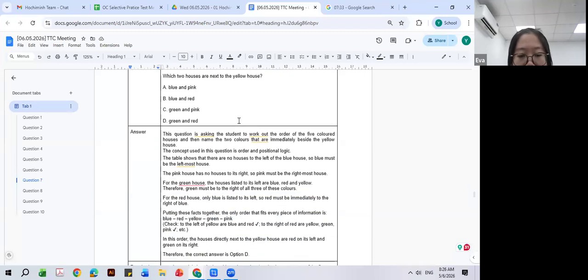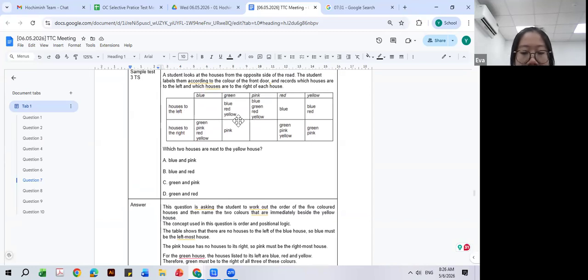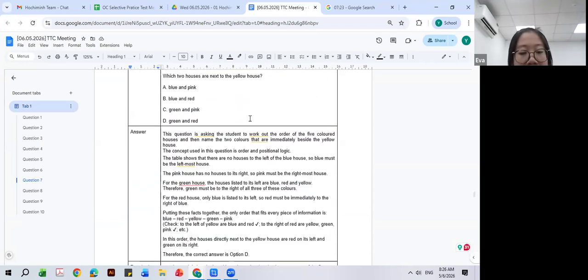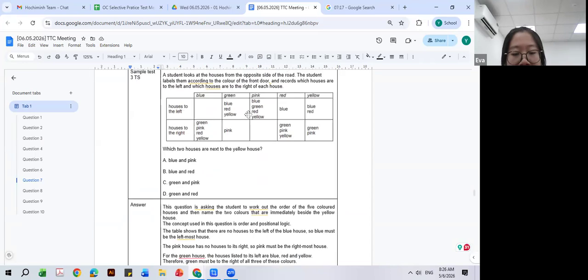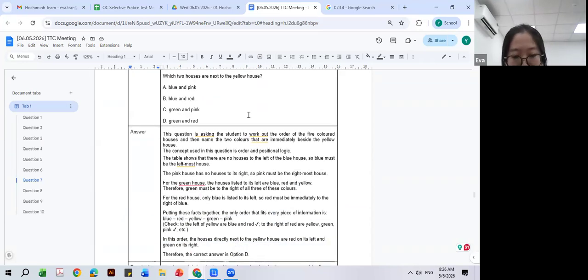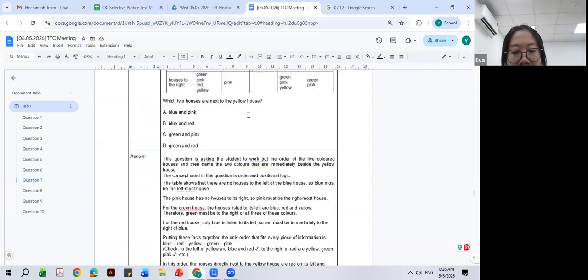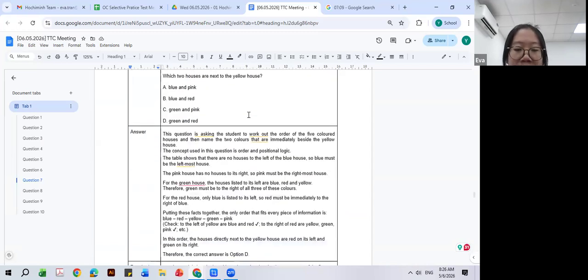And we check the green house. The green house is to the right of the red, the blue, and the yellow. So green must be to the right of all the red, blue, and yellow houses. And the next one, we will check the red house. Only blue is to its left, so red must be immediately to the right of the blue. So from the information, we can find the order here is blue, red, yellow, green, and pink. Then the 2 houses next to the yellow house are the red and the green.